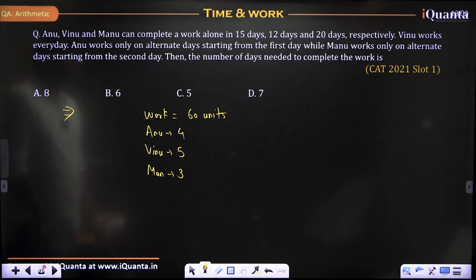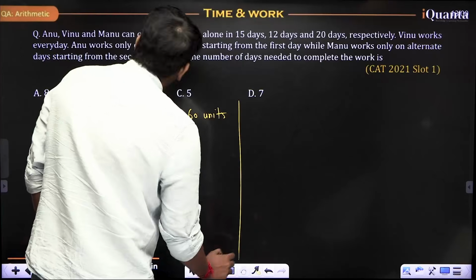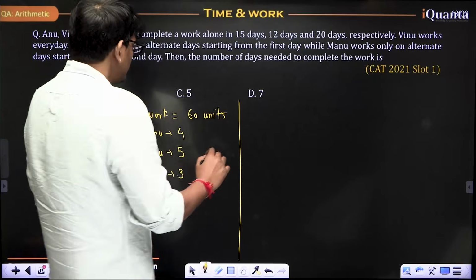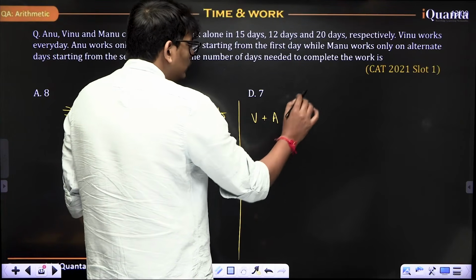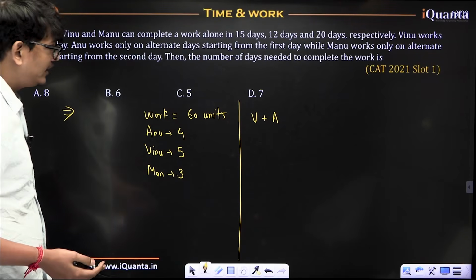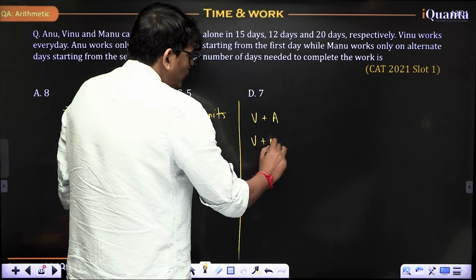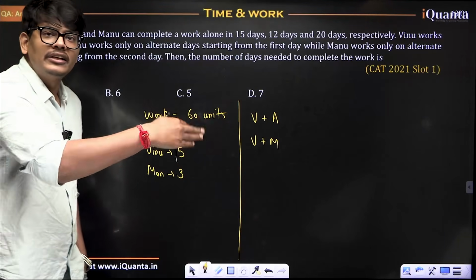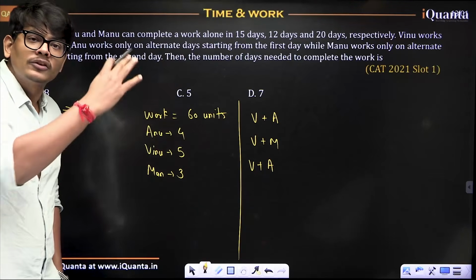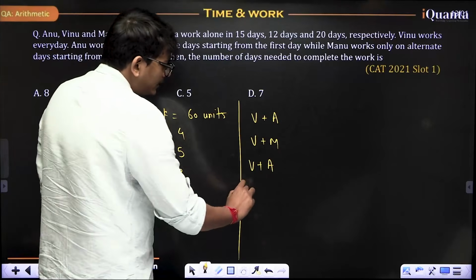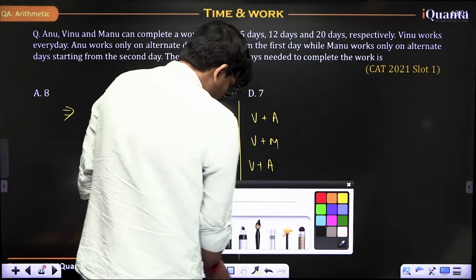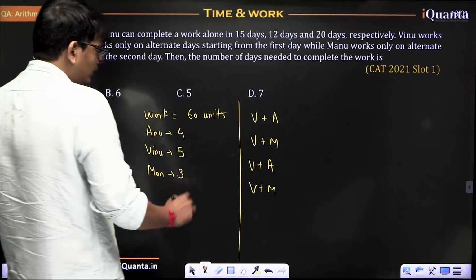ठीक है, Vinu works every day. Vinu is working every day. Anu works only on alternate days starting from the first day. That means Vinu is working with Anu on the first day. ठीक है, Manu works only on the alternate days starting from the second day. Okay, Vinu and Manu are working on the second day. Now they will start alternating. So what happens on third day? Vinu and Anu will be working because Vinu works on every day. Next, Vinu and Manu will be working, and so on and so forth. So Vinu and Anu is doing how much work?